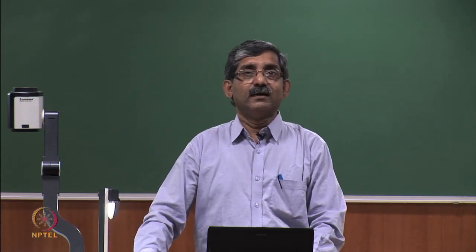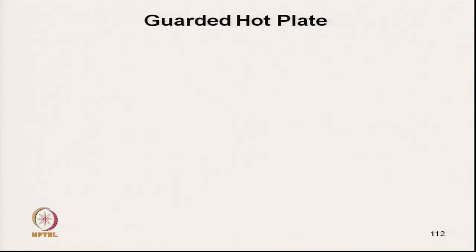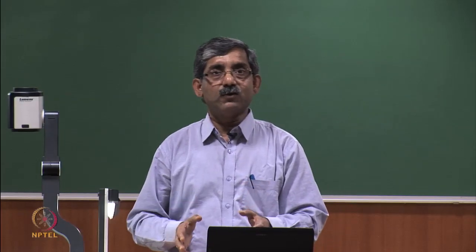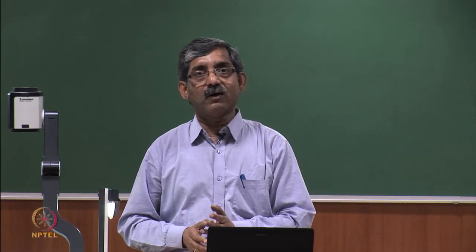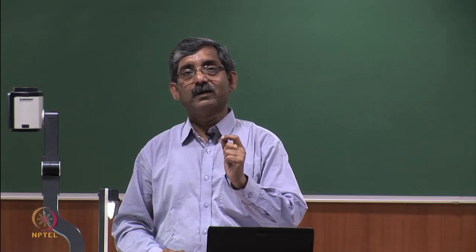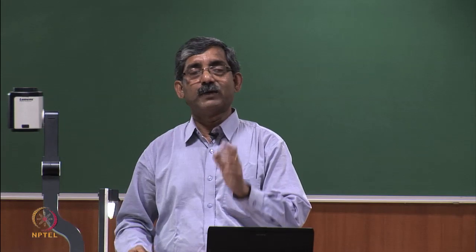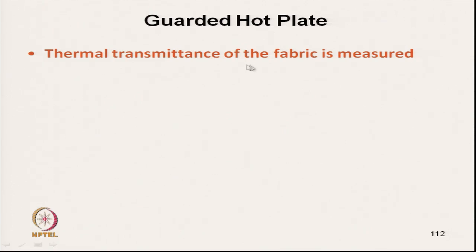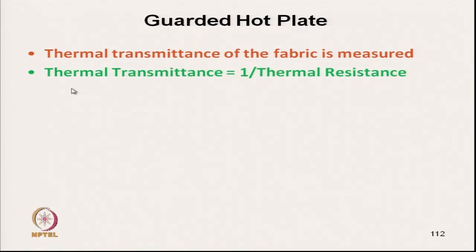Next is the guarded hot plate. The guarded hot plate works on the principle where we try to control the direction of heat flow in a particular direction, so that it only goes through the fabric specimen. The thermal transmission is measured here, a parameter called the thermal transmittance of the fabric. Thermal transmittance is the reciprocal of thermal resistance.